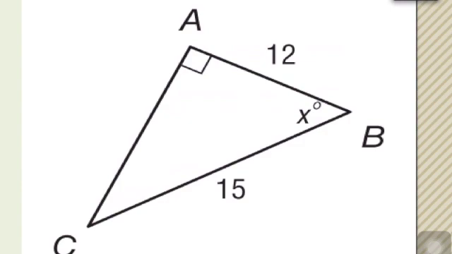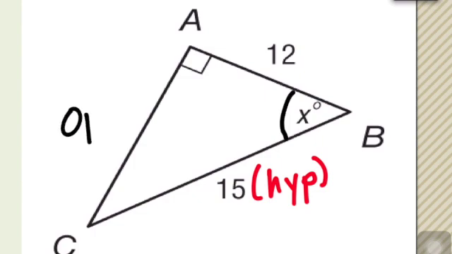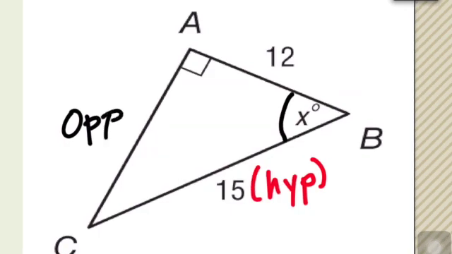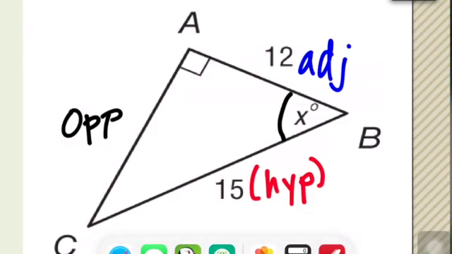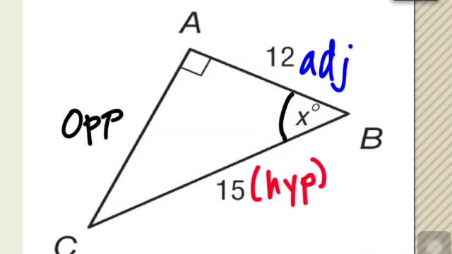So I'm given here, we can label the hypotenuse really quick. So we know which one's the hypotenuse. This is automatically going to be my hypotenuse. We know that the side opposite the angle is going to be this guy right here, which means that 12 is going to have to be the adjacent side. There we go, perfect.